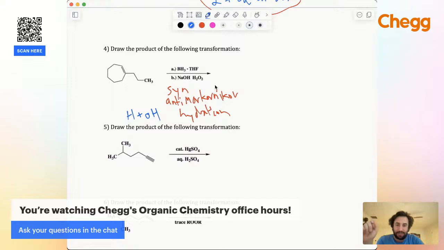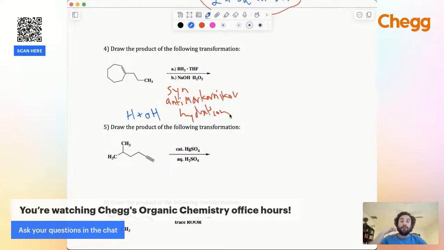That's what anti-Markovnikov means. If we're doing hydrohalogenation, if we're doing hydration, whatever it is, if the two groups being added are different, then the more significant one is being added to the less substituted carbon in the pi bond. And then syn tells us the stereochemistry. The two groups are being added to the same side of the molecule as opposed to one being added from this side and the other being added from this side.